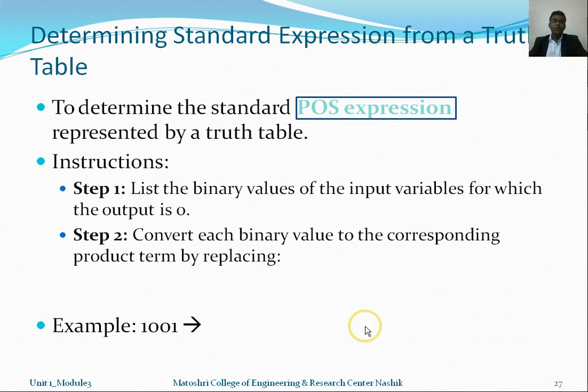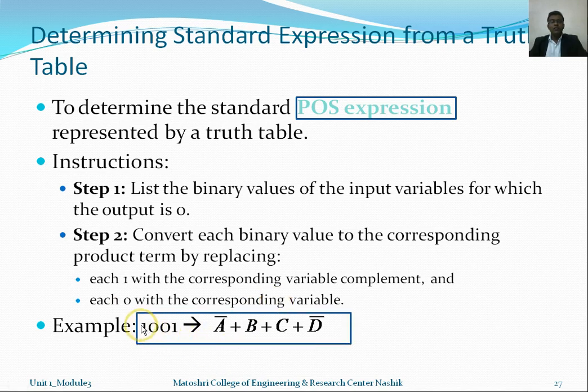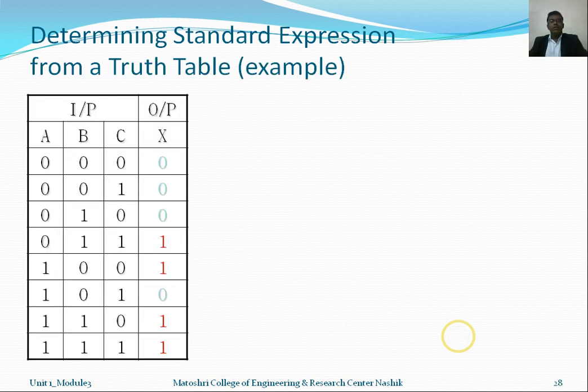In case of POS expressions, we get the value of 1 with the variable complemented and the value of 0 without complement. So 100 can be represented like that. 1 is the variable with complement and 0 is the variable without complement. So similarly, in case of SOP and POS, we determine the standard expression for the truth tables. Now we are seeing the vice versa examples.